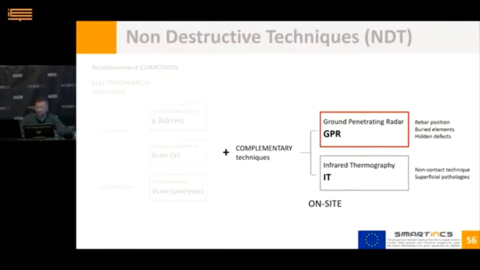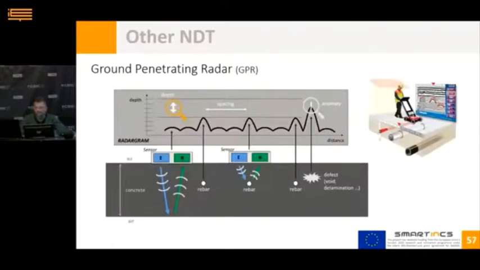For this purpose, we use an equipment with two antennas, the transmitter and the receiver, both placed on the surface of the element to be evaluated. The transmitting antenna generates a radio wave that travels through the material until it reaches an interface between two materials with different electrical characteristics. Part of the signal is then reflected.